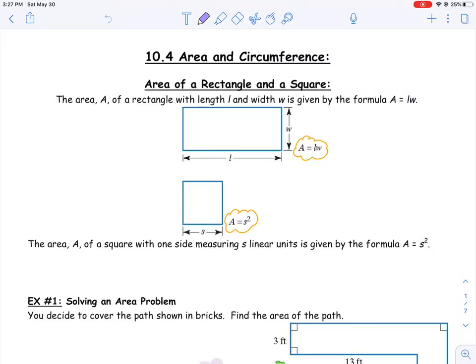All right, guys, we're in chapter 10 now. We're going to do two sections in chapter 10. We're going to do 10.4 right now, which is going to be talking about area and circumference. So a little bit of geometry, and then we're going to throw some conversions in there as we're doing it.